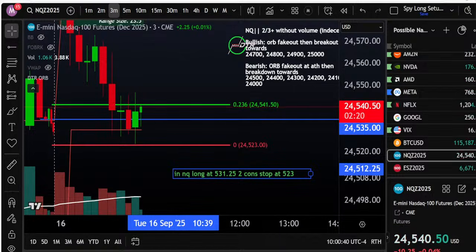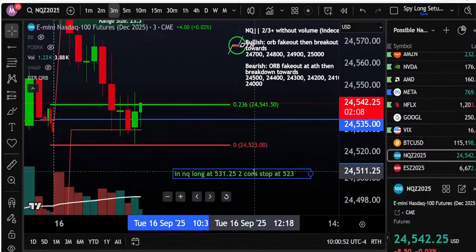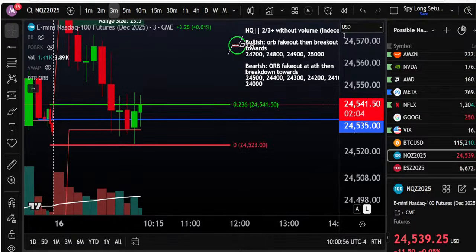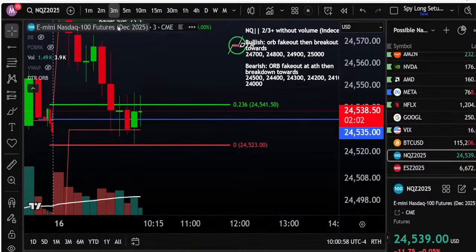Everyone should have been green on that had we held through. Maybe could have been a bit more, but that's fine. I'll take like $350. That's a good start to the morning here.